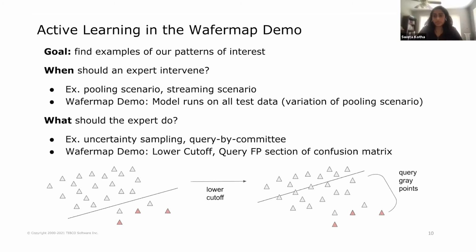Yeah, it's a variation of the pooling, because we're running it on all of our data at hand collectively, and then making a decision on some subset of it to look at. I see. So that covers when should an expert intervene, and that's why we call it a variation of the pooling. And then there's what the expert should actually do.